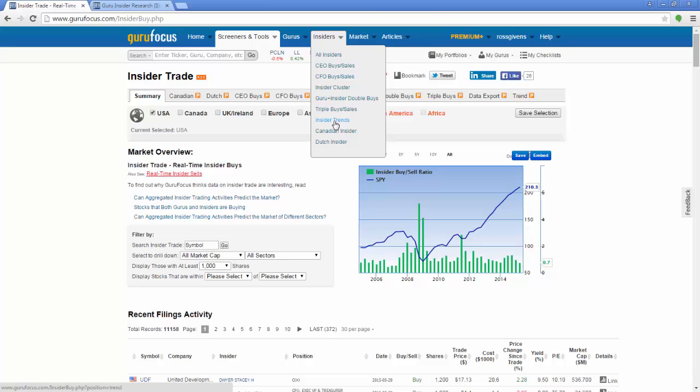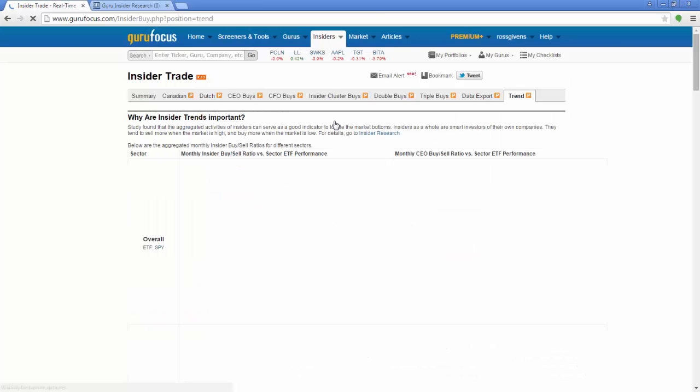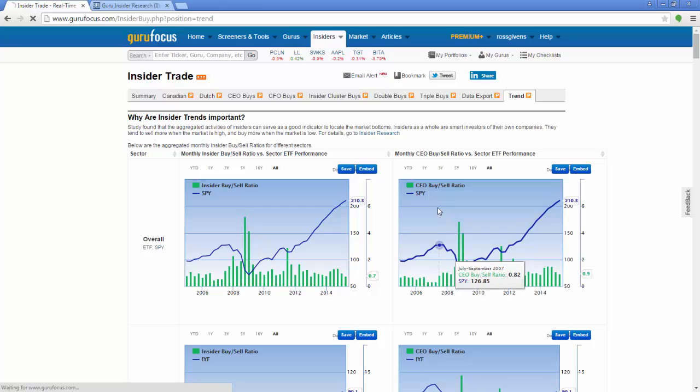So under Insiders and Insider Trends, there's an interactive graph that shows you where we lie in the history of insider buying and selling, not only for the whole market, but for individual industries. Let's take a look at that really quickly. When we do this, you're going to get a lot of graphs. If these load slow, I apologize. It's taking a lot of data to stream this webinar, but what you're seeing is by month, the buy-sell ratio of the overall market.